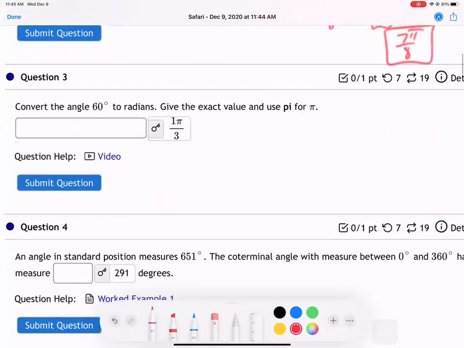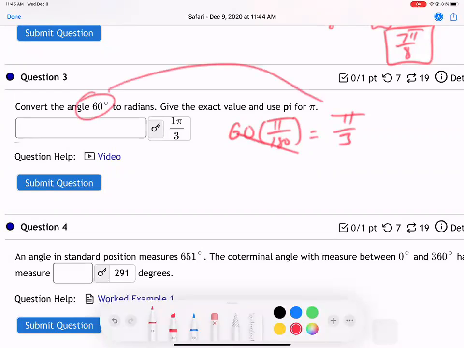Now our next question is converting 60 degrees to radians. Okay, so if I have 60 degrees and I want radians, I want my pi version. We write pi on top and 180 on bottom. Divide out. Pi over 3. And you might have known that already. The angle 60 degrees in radians is pi over 3.